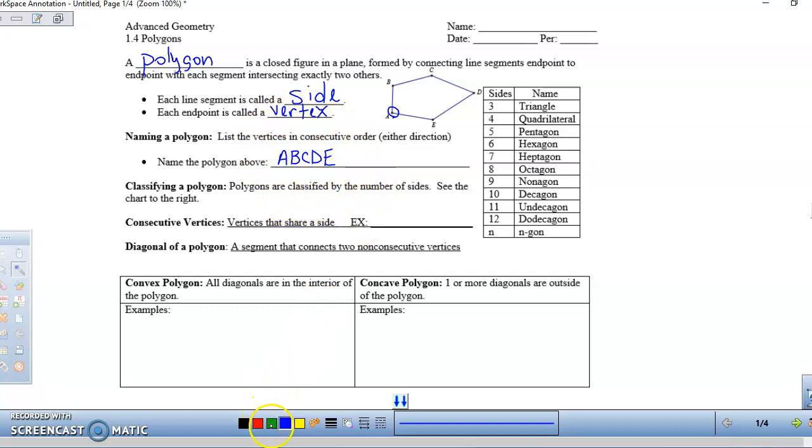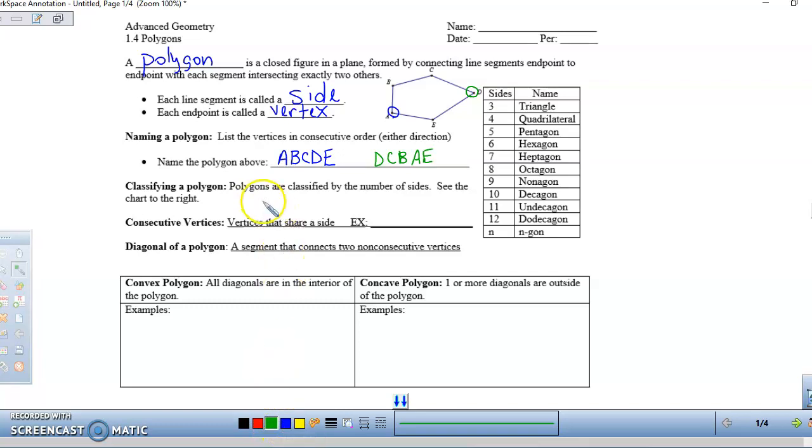Okay, but another example, let's say we started with vertex D. I could go D and then go the other direction, C, B, A, E. That is a perfectly fine name for that polygon. So either direction, start with whatever vertex you would like to.